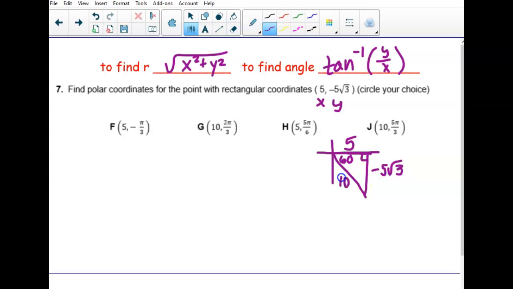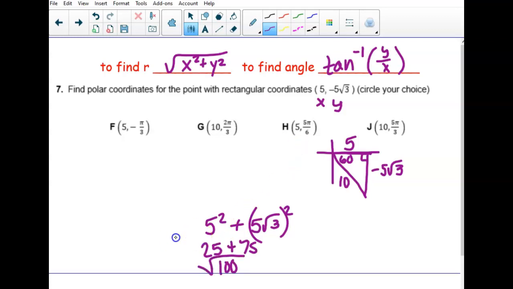It is 10. Otherwise, to get that, you would do 5 squared plus 5 square roots of 3 squared, which is going to be kind of miserable. This should be 25 plus 75, should be 100. When you type it all in, square root of 100 is 10.